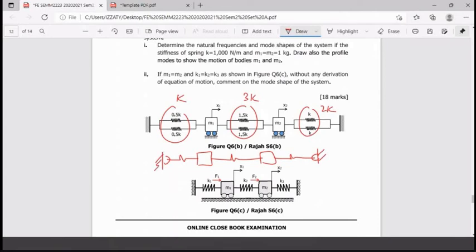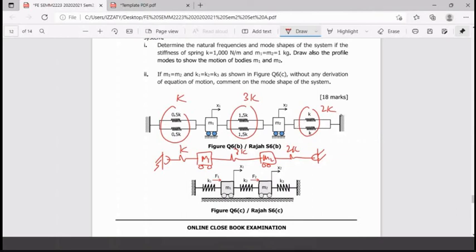This one will be K. This one M1. This one becomes 3K. This one will be 2K. So your M. Of course, there's no friction. Okay? So how is it? It's not very difficult. So you pick up one of the examples.